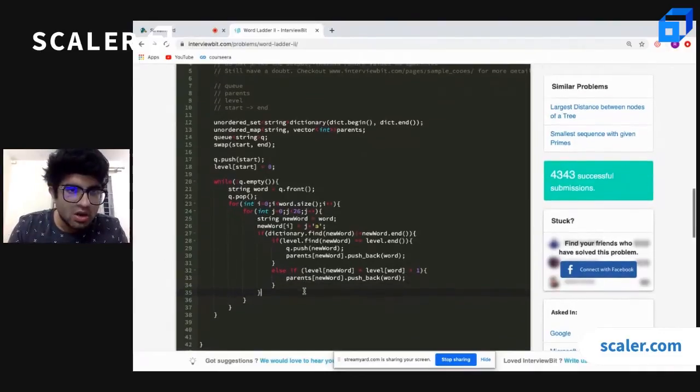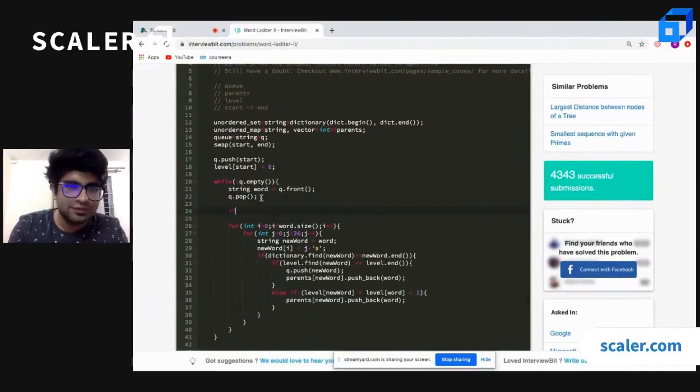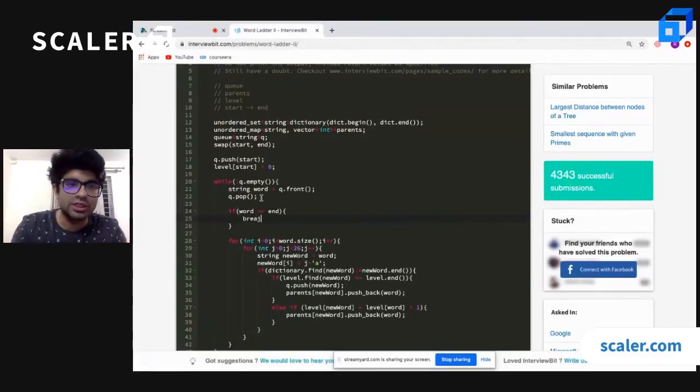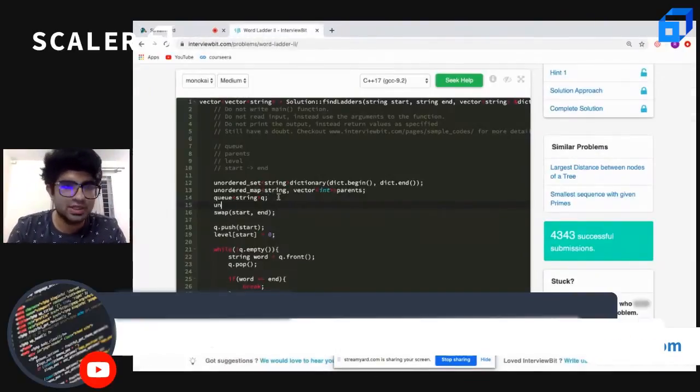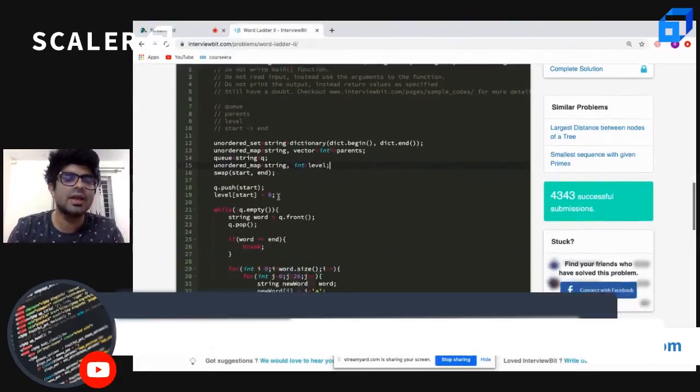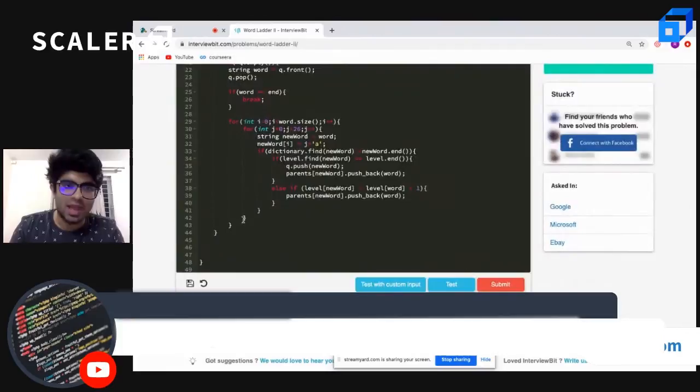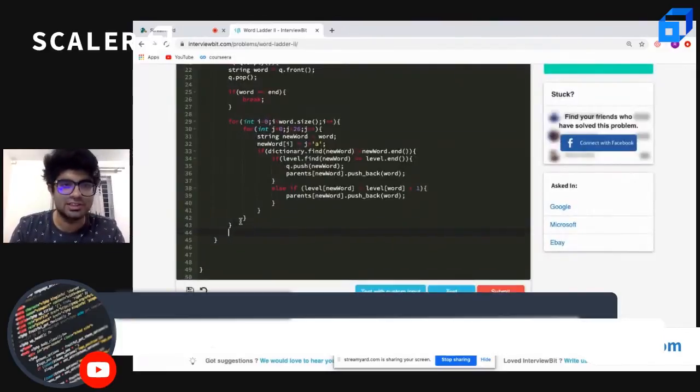Fine. Now, the point is, if somehow my word comes to the end, that means I already explored that particular node in which I am interested. So there is no need to explore further, so I can just break out here. And that's a good thing that I can do. Okay, so if I do it in that way, I just build that structure which I explained to you. Yeah, I need to maintain it. Now I have maintained that big structure that I was interested in.